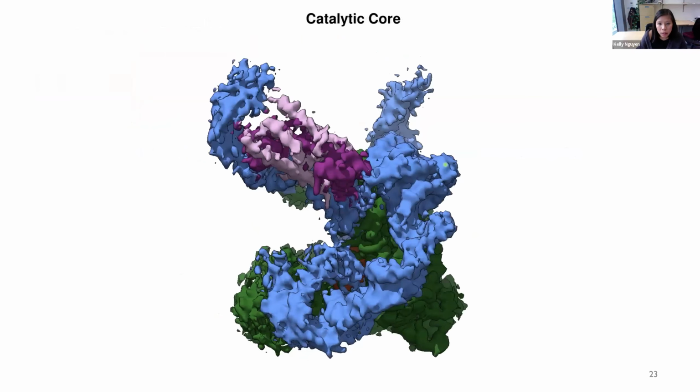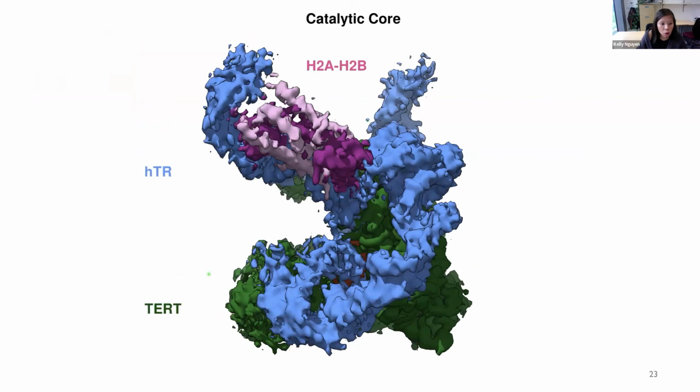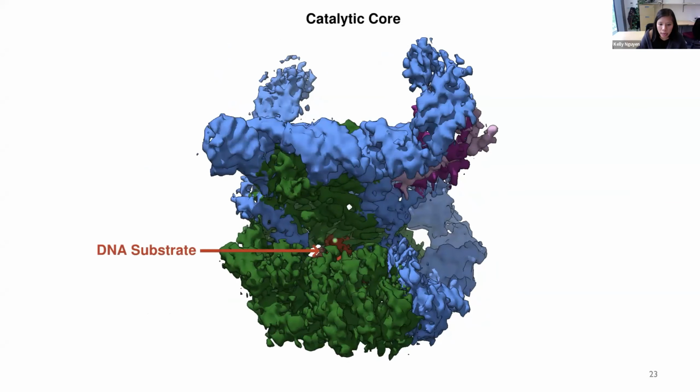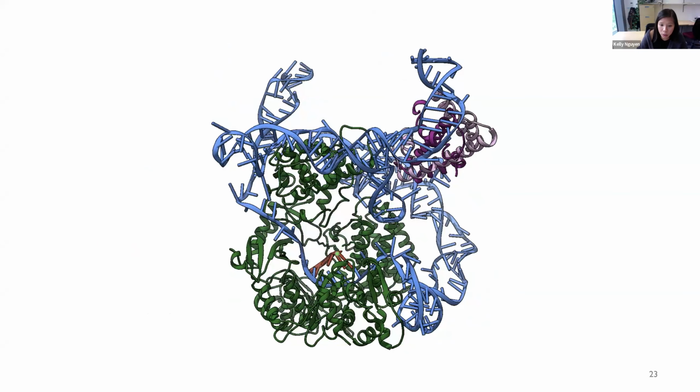At the bottom of the structure is what we call the catalytic core. Again, we have the TERT bound to the RNA and also a pair of histones. In the center of the active site, we have a DNA substrate.